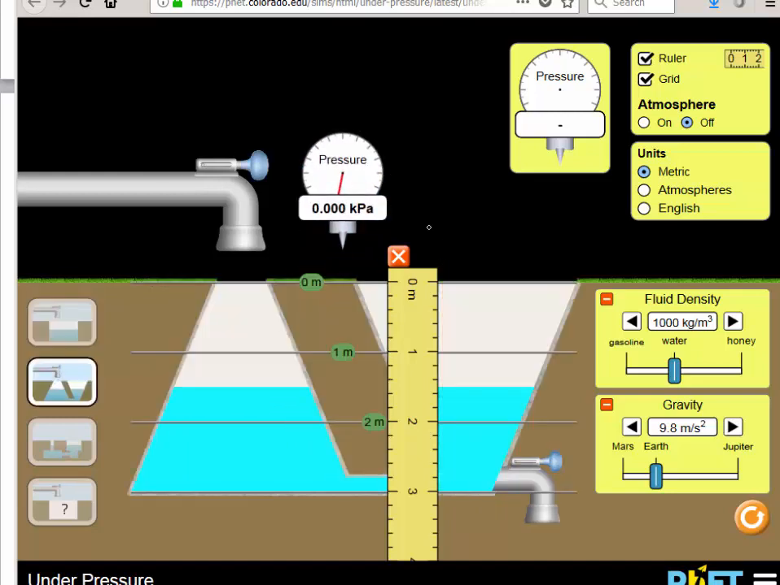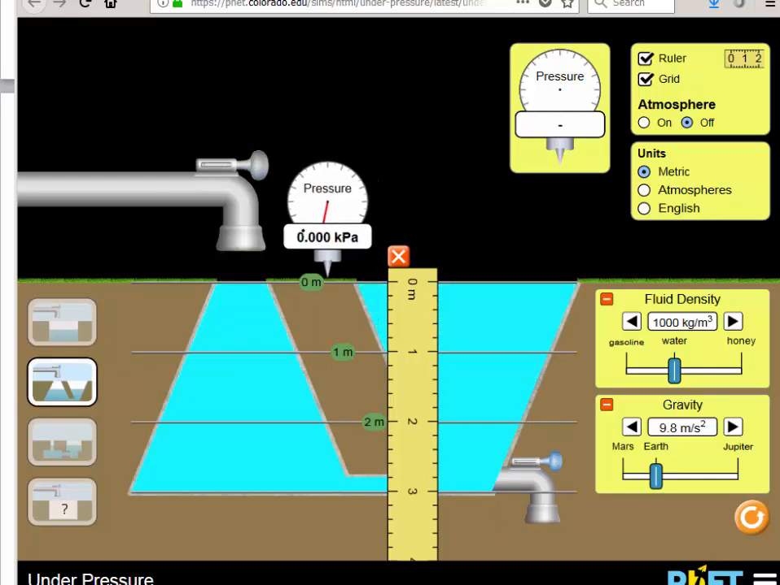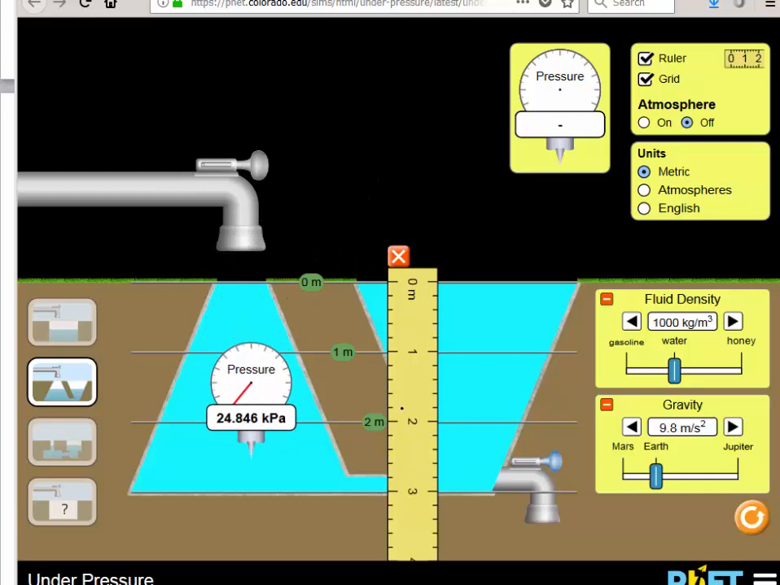I can come over here to my weird funny shaped ones. You have to fill this thing up again, and you can go ahead and measure all of your pressures, and you can change around the fluid density right over here.